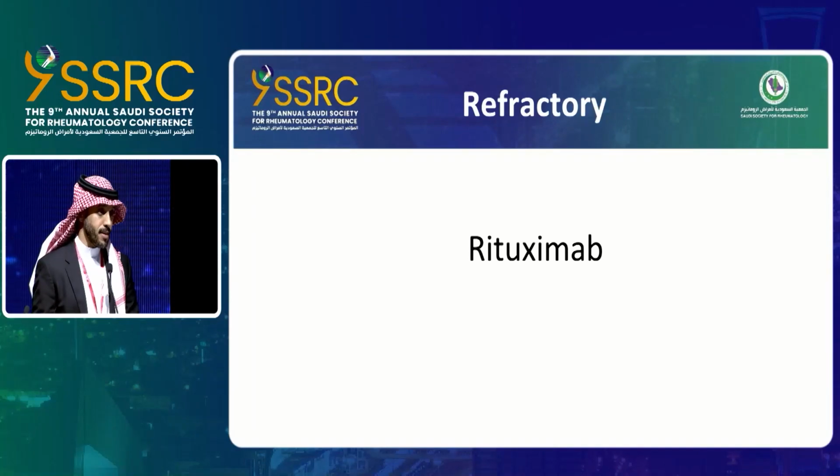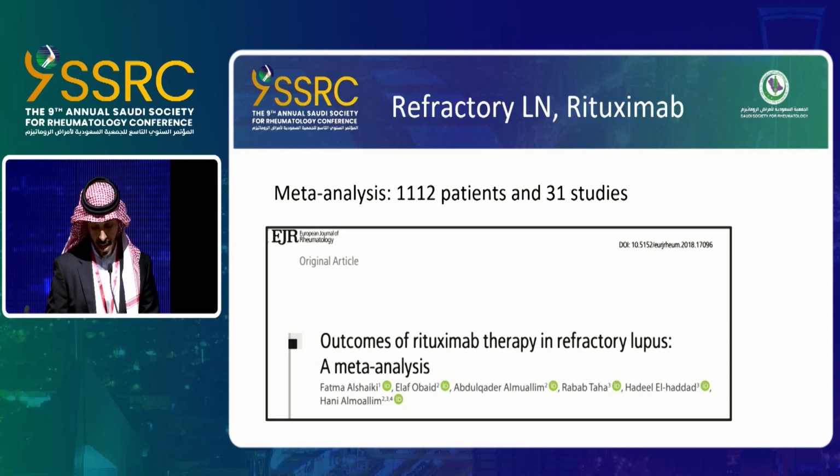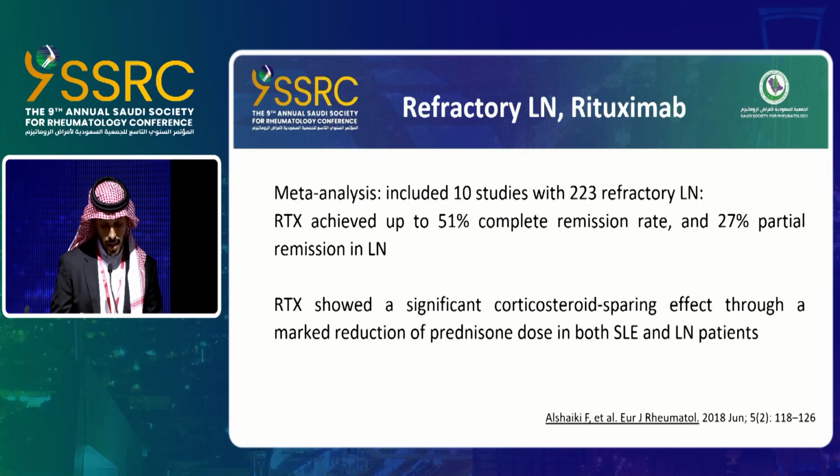How about rituximab? Here is a meta-analysis done by our colleague from Jamiat Al-Qura, Dr. Fatma Sheikhi, of 1,000 patients in 31 studies. Lupus nephritis was found in 10 studies with 223 patients. This study showed that rituximab achieved up to 51% complete remission and 27% partial remission. That's really very good. In addition, rituximab showed a significant corticosteroid sparing effect through a marked reduction of prednisone dose in both SLE and lupus nephritis.